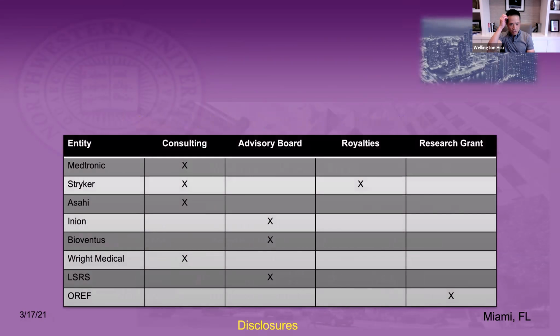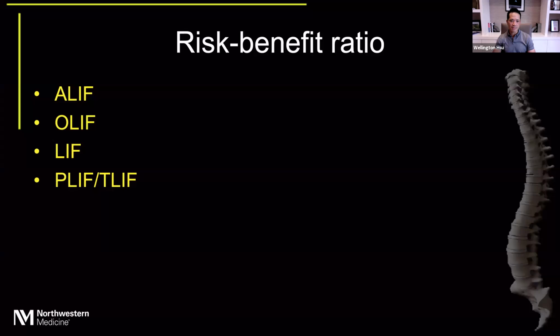These are my disclosures. The only relevant disclosure is that I receive royalties for a T-lift cage, the titanium PL that you guys have seen me use in the hospital. But we'll keep it as unbiased as possible in terms of the indications for each of these interbodies.